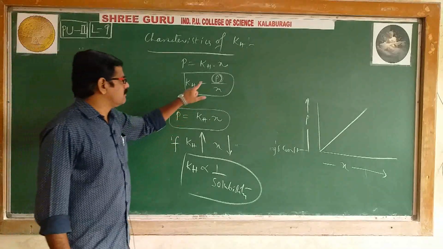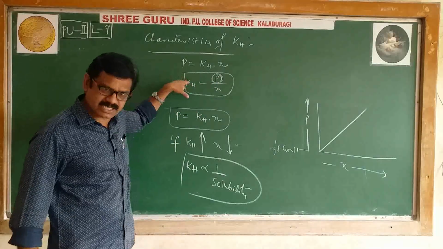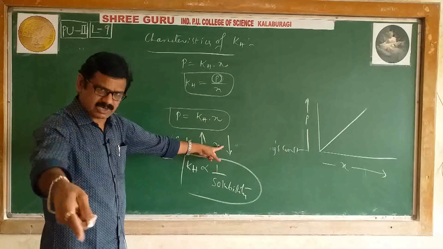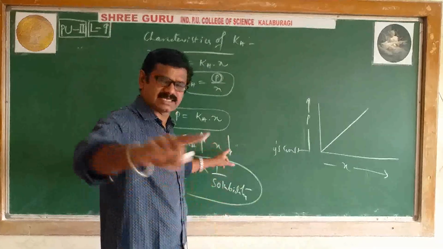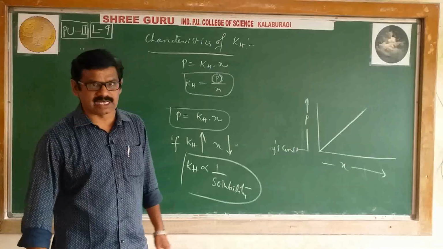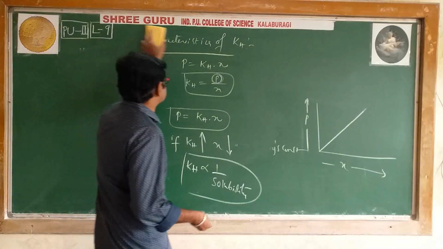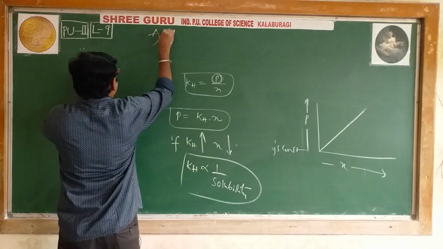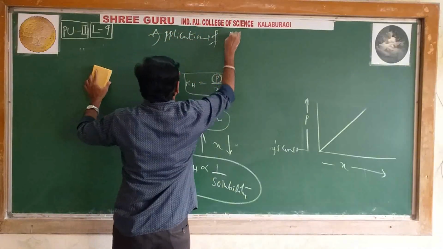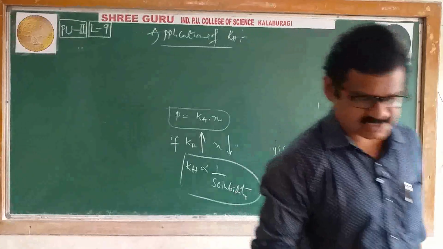These are the two characteristics of Henry's constant. First, whatever pressure units are there, the same units will exist for Henry's constant. Second, if KH increases, solubility decreases, or if KH decreases, solubility increases; both are reciprocal to each other. Next, after completing the characteristics, we will discuss the applications of KH.